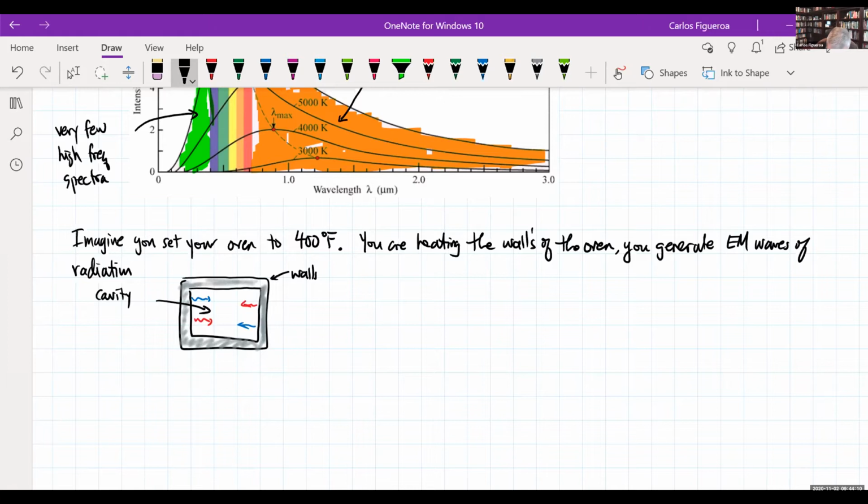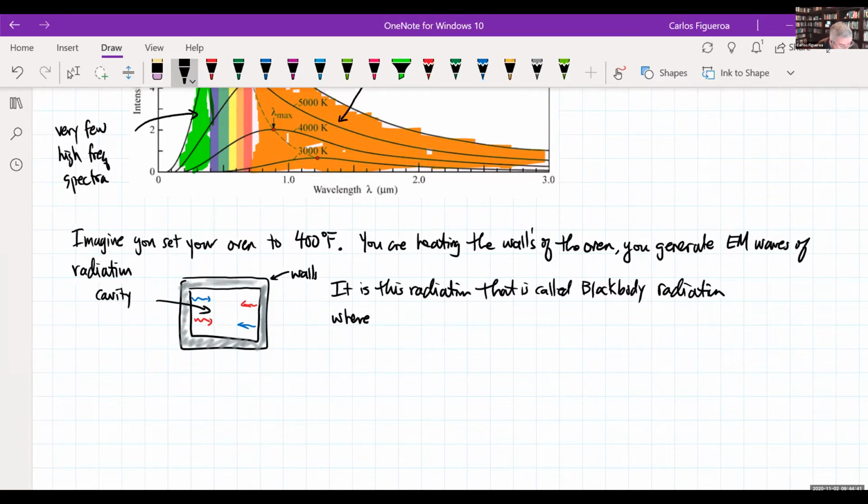So it is this radiation that is called black body radiation. Okay, that's the black body radiation. And this radiation is from hot objects.